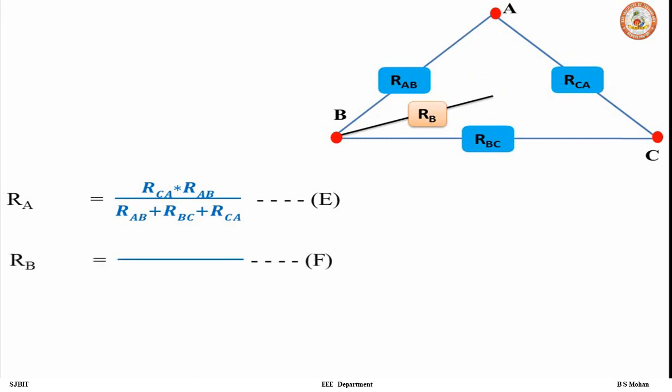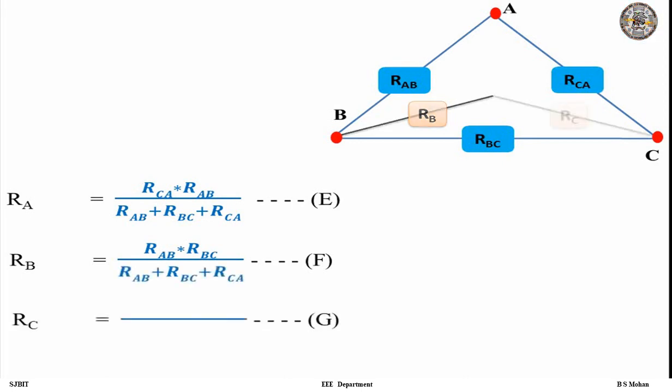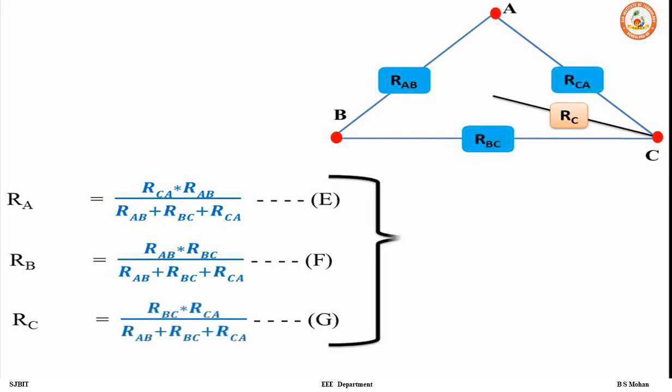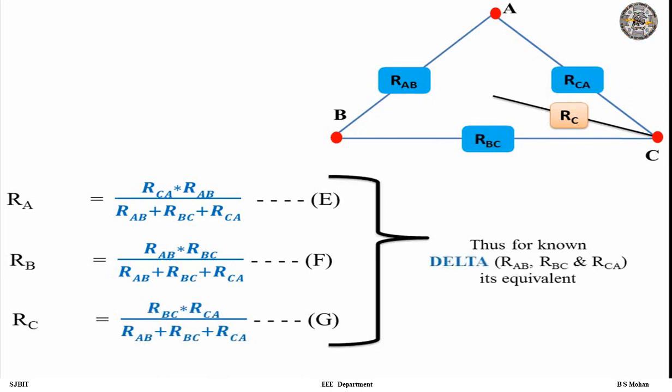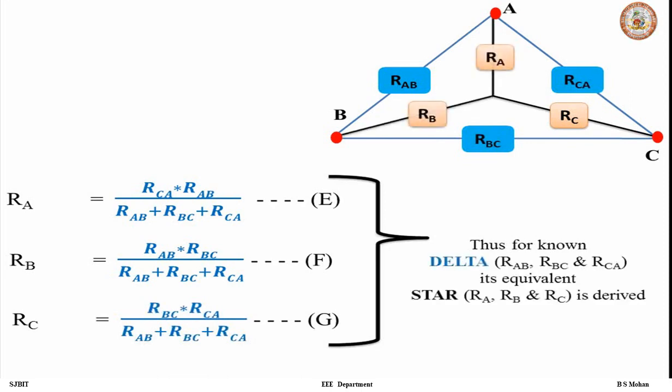Can we now equate for RB? So RB is in contact with which two delta elements? RAB and RBC. So product of those two divided by the summation of all the three delta elements. Similarly, how do we write for RC? RC is in contact with which two delta elements? RBC and RCA. So product of these two divided by the summation of all the delta elements. Thus, for known delta, its equivalent star is derived.